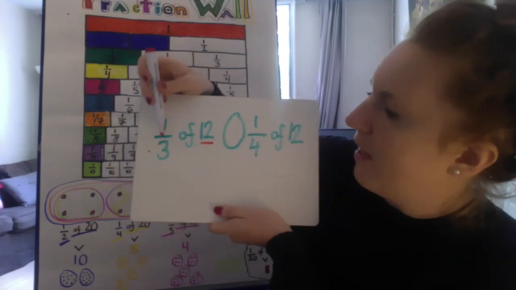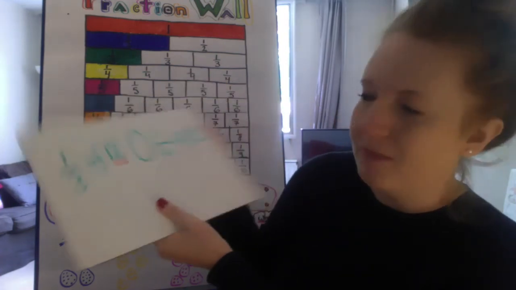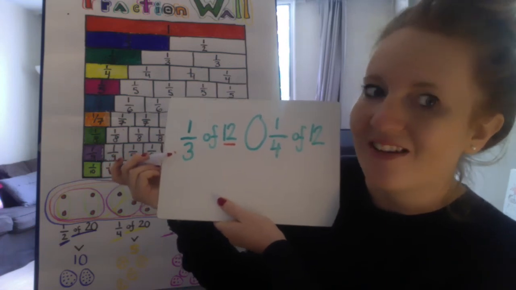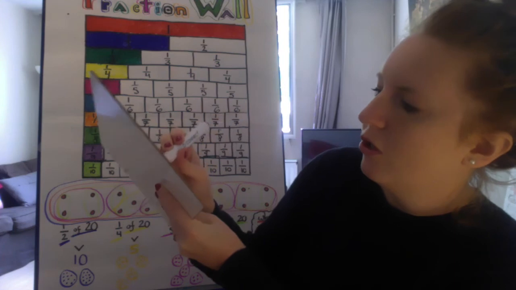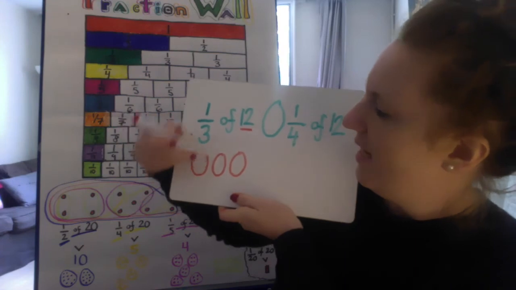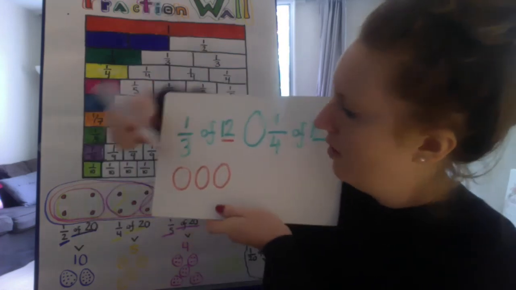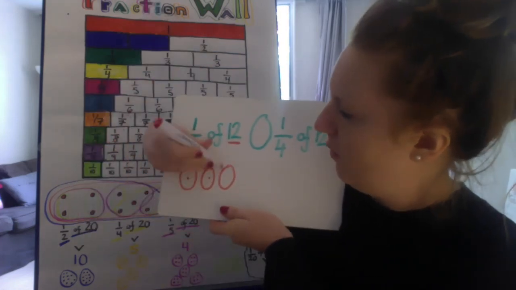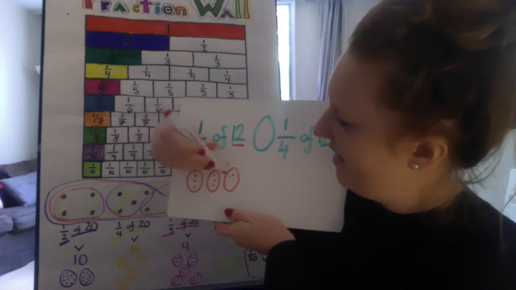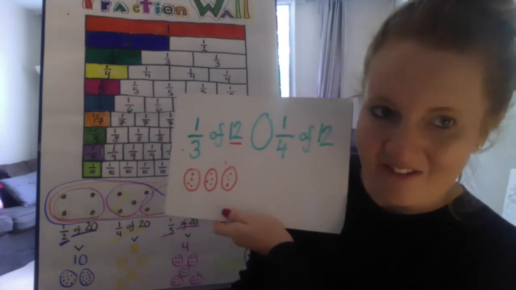So I want to find a third of 12. So I'm going to make 3 groups because 3 is my numerator or denominator? Denominator. 1, 2, 3. There it is. And now I'm going to put 1 into each group until we stop at which number? 12. So do you want to count with me? 1, 2, 3, 4, 5, 6, 7, 8, 9, 10, 11, 12. I have stopped at 12.